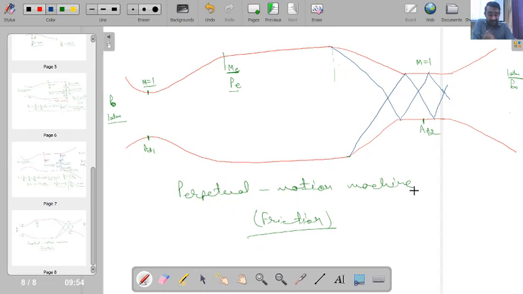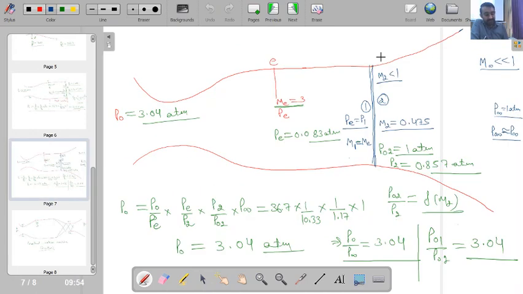Okay, but still the situation which we have studied over here is of a normal shock wave. We know that across the normal shock wave pressure loss will be more, entropy increase will be more, and pressure loss will be more.